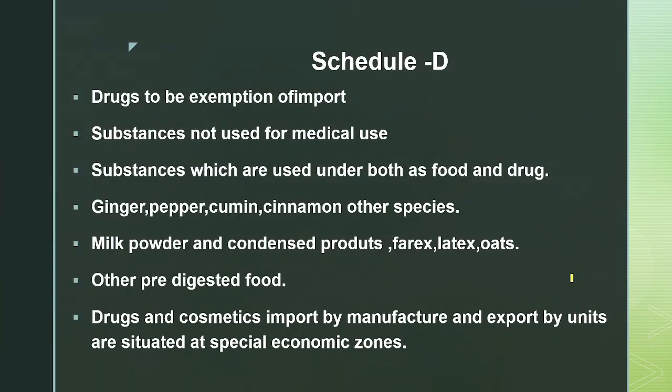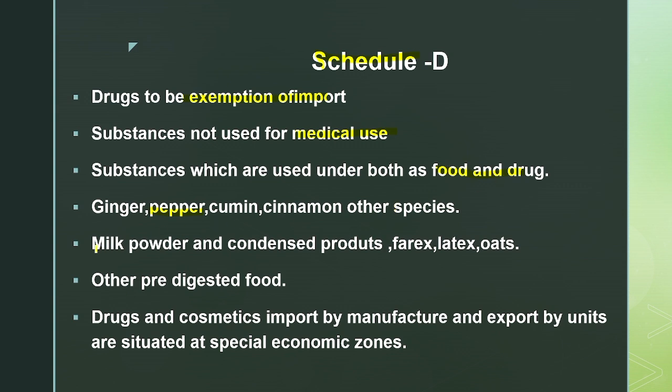Okay, next, Schedule D. Schedule D mostly deals with the import of drugs. What are the drugs exempted from import. These mostly deal with substances that are not used for medical use, and substances which are used as both food and drug. Some substances mostly act as food and also act as a treatment. Examples of these substances are ginger, pepper, cumin, cinnamon and other spices. These mostly act as food and drug substances.